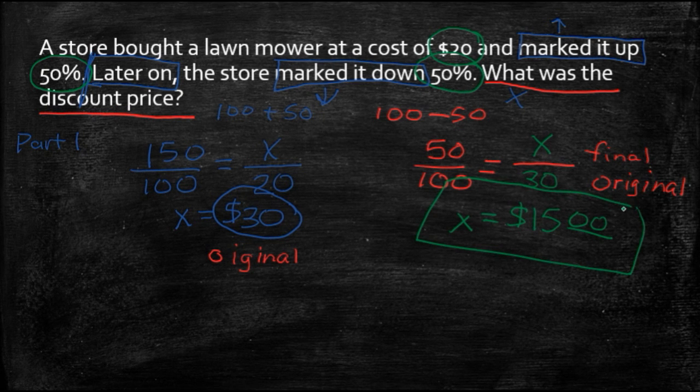And we know that after the store marked it up by 50% and then later marked it down by an additional 50%, the discount price was $15. Now, please note that if you see something like this, you cannot just add the percentages together to find your answer. You have to do it as a multiple step problem.